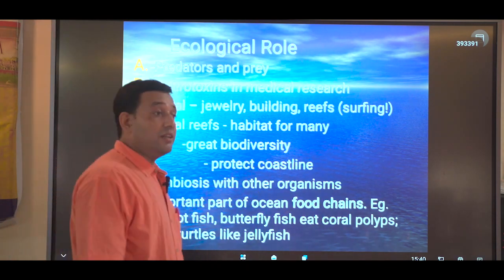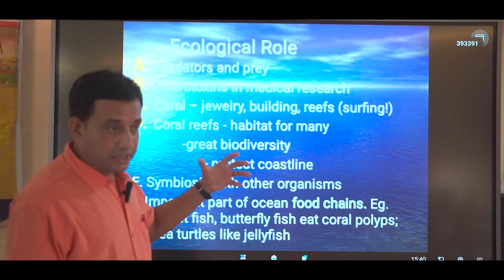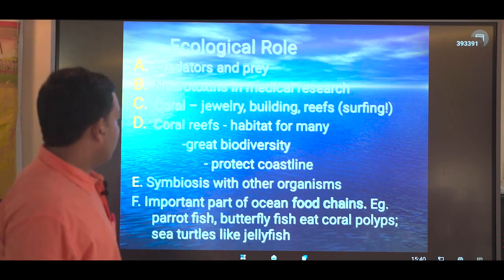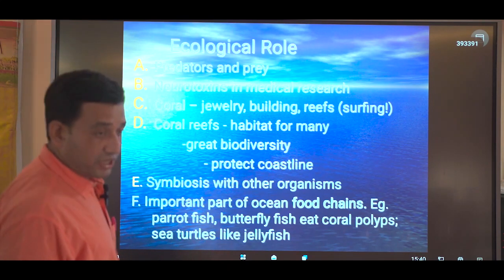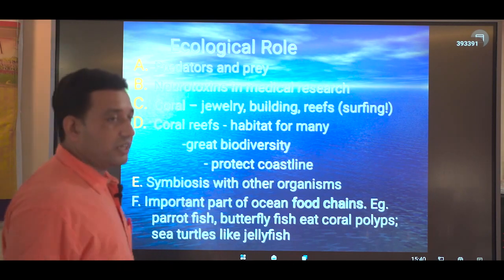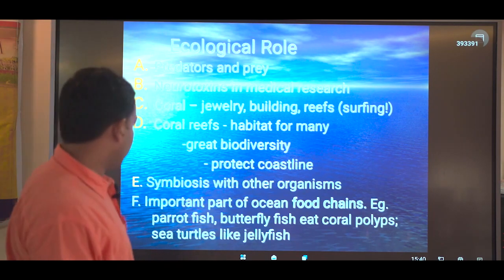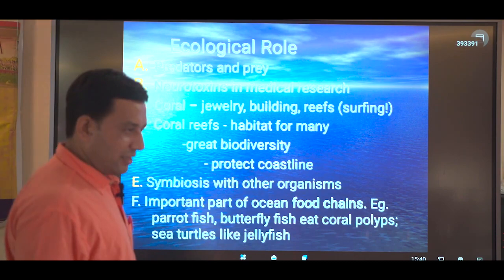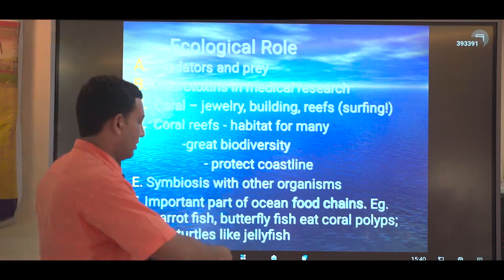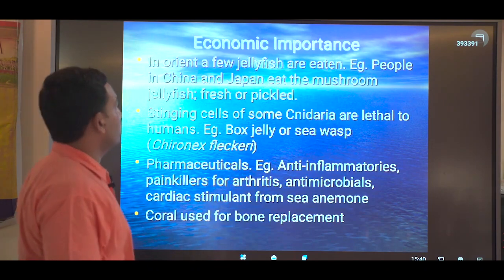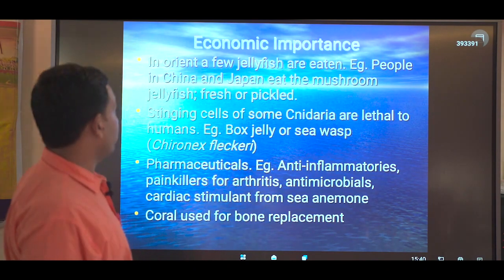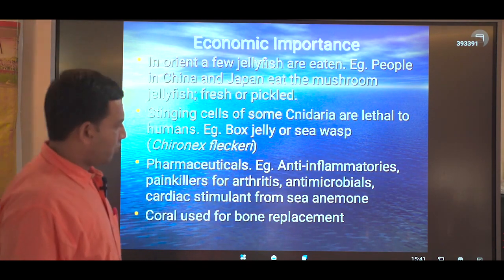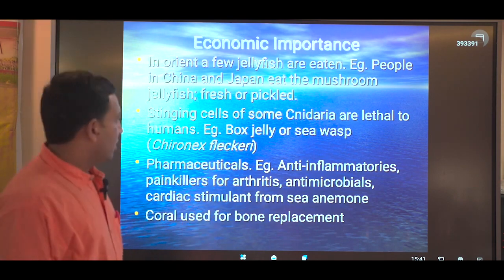If you see the Fiji islands, or the Great Barrier Reef in Australia, these are the dead or living byproducts of those cnidarians that establish the coral reef. This coral reef protects the coastline. The symbiotic relationship of these cnidarians with other organisms is also significant. They are important parts of the food chain, taken up by other organisms, and they control some prey animals. They are also economically important, because in different countries people eat jellyfish, raw, cooked, or in the form of pickle.